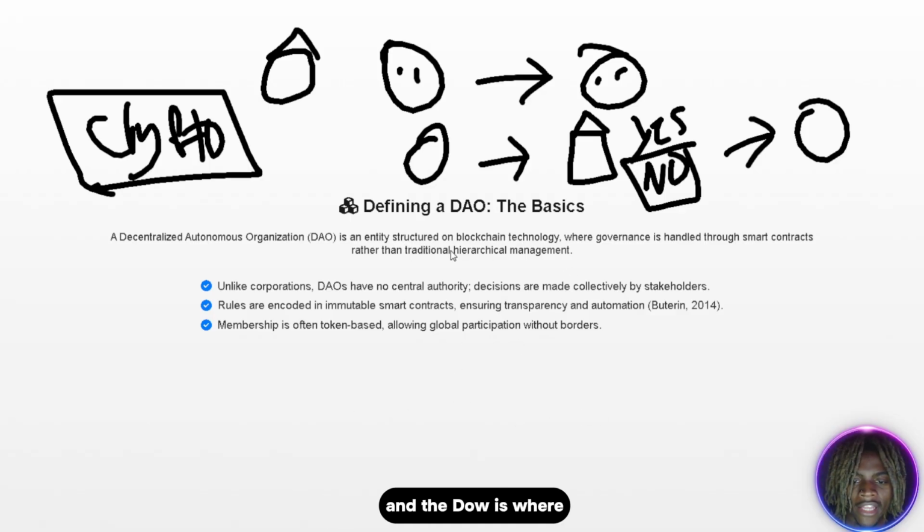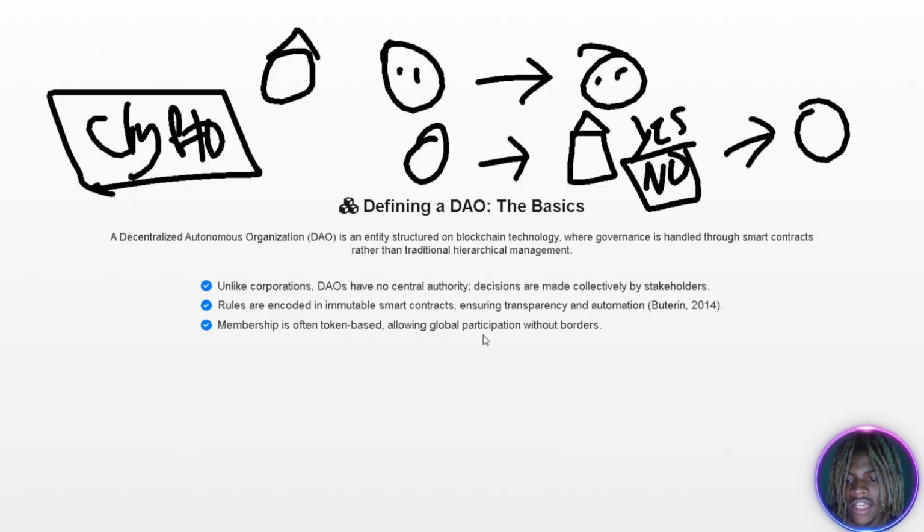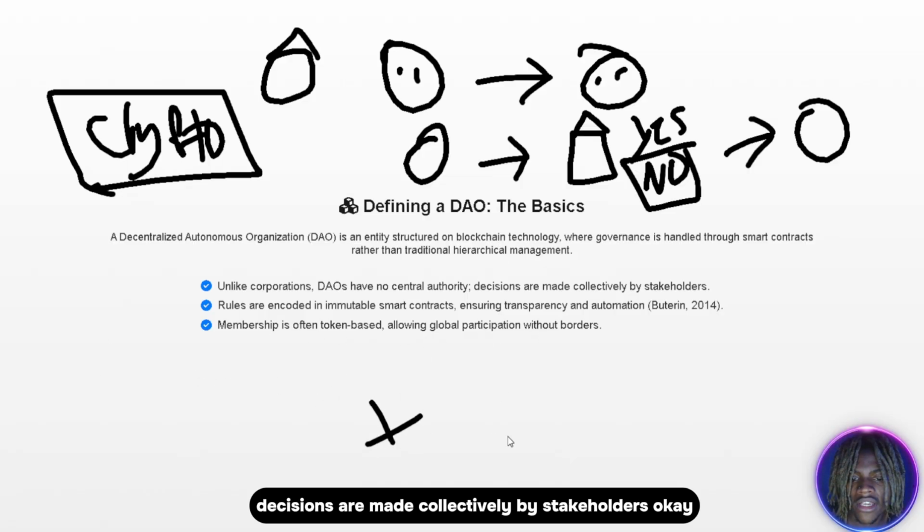And the DAO is where governance is handled through smart contracts rather than traditional hierarchical management. And unlike corporations, DAOs have no central authority. Decisions are made collectively by stakeholders.